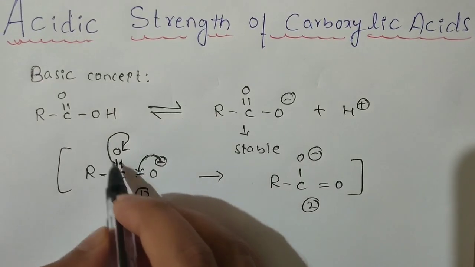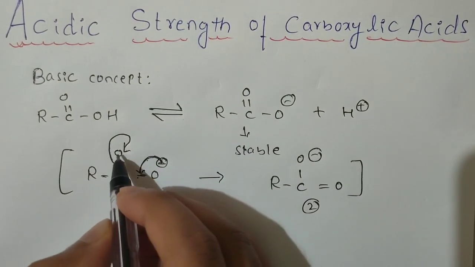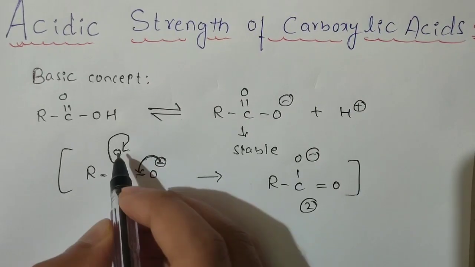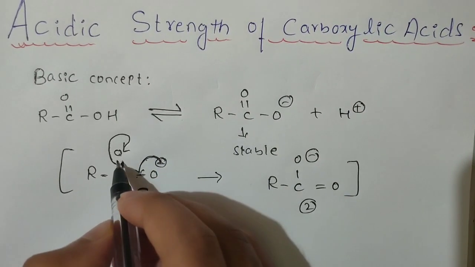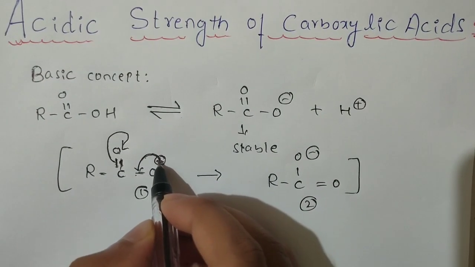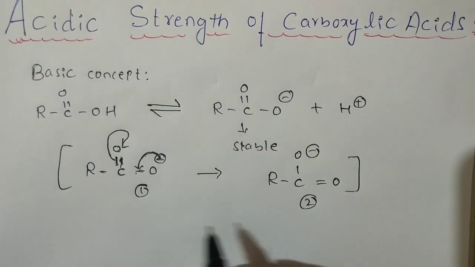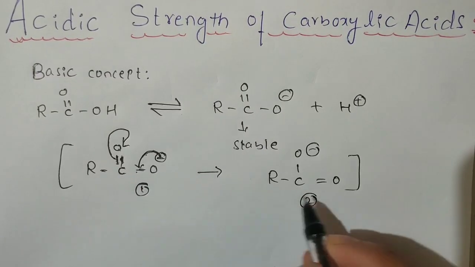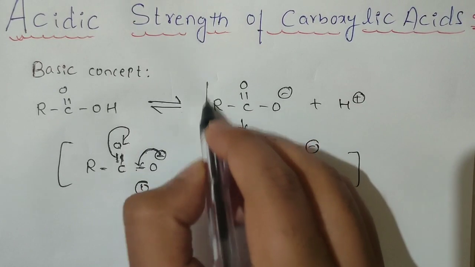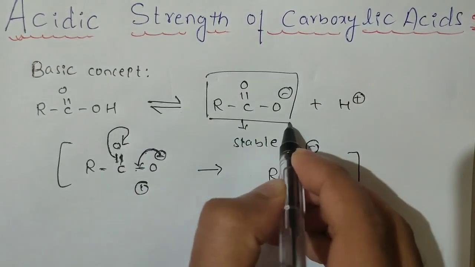Why does it migrate towards here? Because of the electronegativity difference between oxygen and carbon: oxygen has more electronegativity, hence it attracts the bond pair of electrons and becomes minus when this negative charge migrates here. So here this is one resonance structure and this is the other. It has two resonance structures, hence this carboxylate anion is more stable.